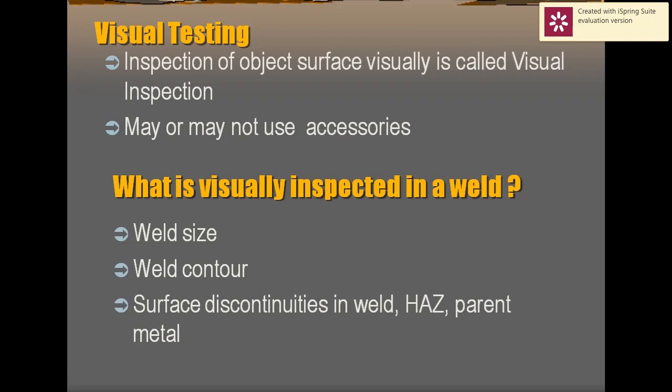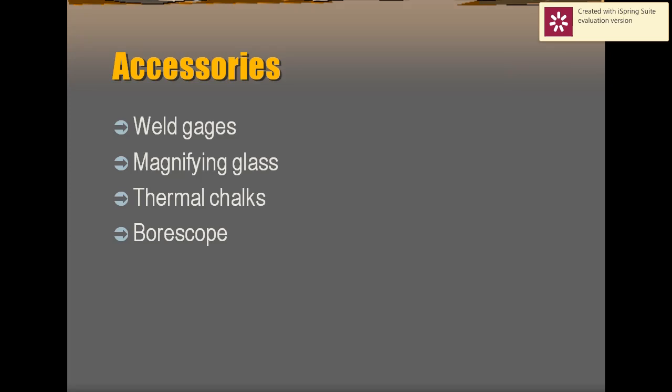What is visually inspected in a weld? Weld size, weld contour, surface discontinuity in the weld, the HAZ, which is the heat affected zone, and the parent metal. Parent metal is nothing but the base metal. The heat affected zone is the area near the welded zone. What are the accessories that help to measure the quality of welded joints? Weld gauges, magnifying glass, thermal chalks, and borescope.